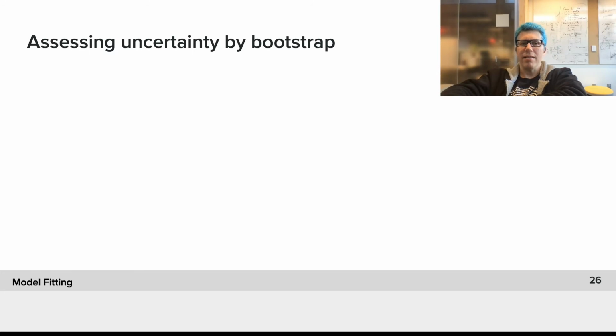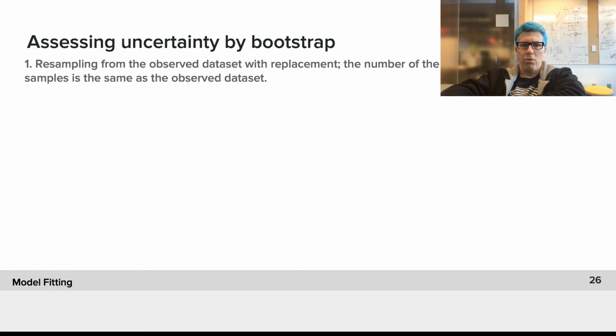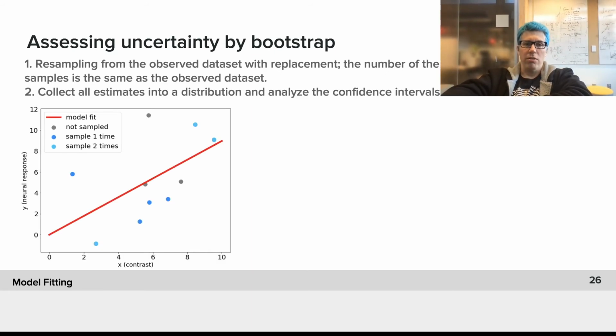So how do we assess uncertainty using Bootstrap? What we do is we resample from the observed data set with replacement. The number of samples is the same as the observed data set. In a way, it's like traditional statistics where we might assume a Gaussian distribution or something, only we don't use a model of the world to produce the sample. We use the data that we have to produce the samples. Then we collect all estimates into a distribution and we analyze the coefficient and the confidence interval.